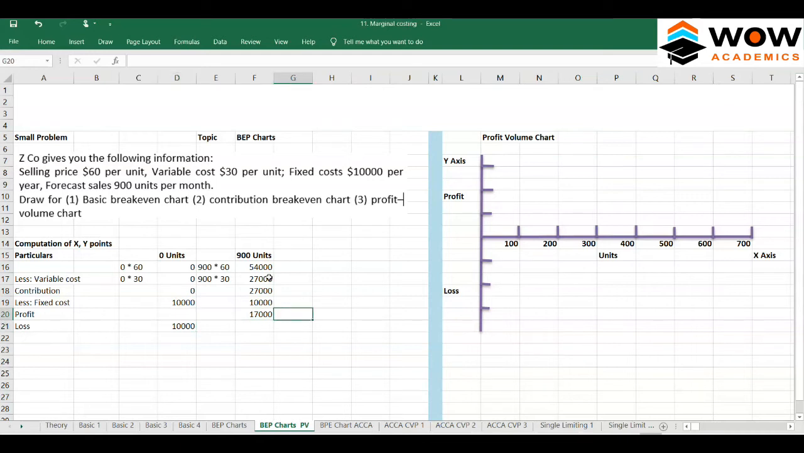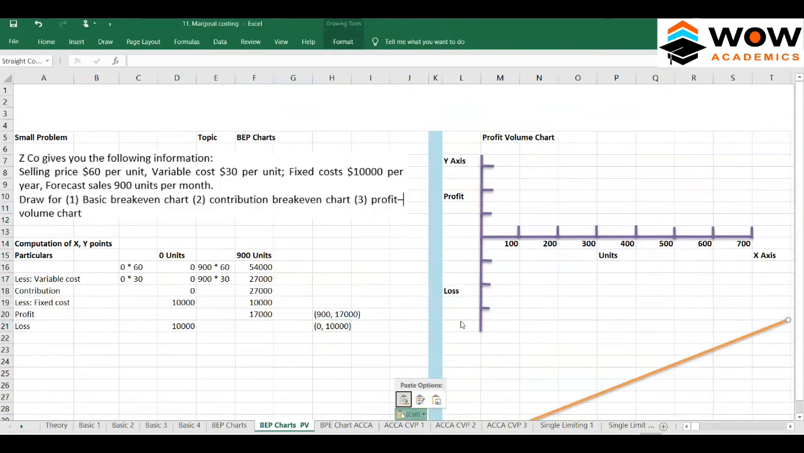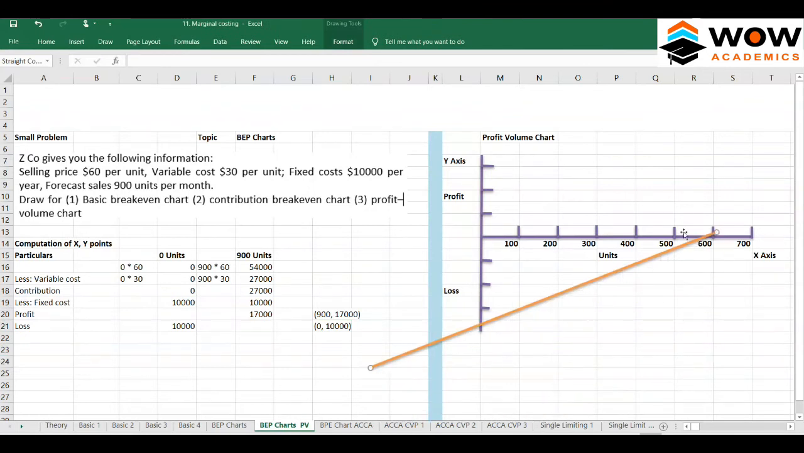So how do we mark this as a coordinate? First we'll take the 0. 0 is the x and the profit is the y. So 0, y. That's about this point. The other point would be 900 units, 17,000. So there are 2 points here. So we'll draw a line. First we'll mark the 0. This is the 0 units. At 0 units, we are going to get a 10,000 loss.